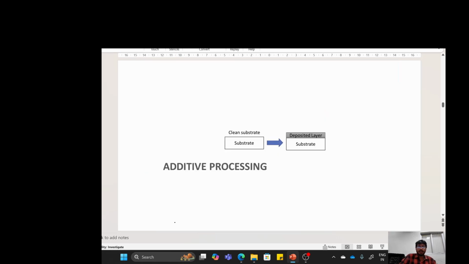Now there are additive processes, which deposit a layer. The additive processes are many, like chemical deposition and physical deposition. Chemical deposition includes CVD, ALD, plasma CVD, and so on. In physical vapor deposition, you directly evaporate the material onto the substrate, and you get the deposition. We will see that.